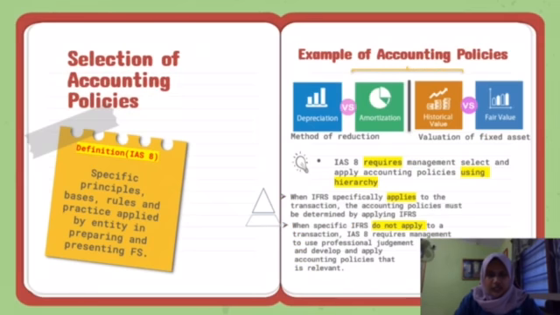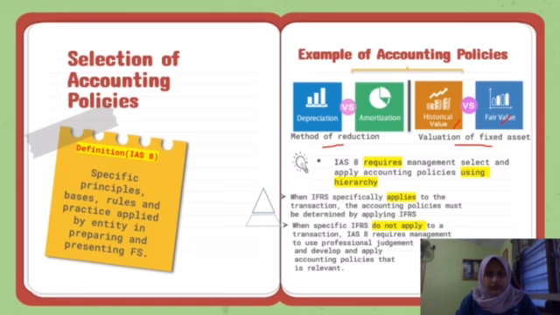In selection of accounting policies, IAS 8 defines accounting policies as the specific principles, rules and practices applied by an entity in preparing and presenting the financial statements. So, what are examples of accounting policies? Firstly, the method of depreciation, either we want to use depreciation or amortization. Number 2, valuation of fixed assets, either we want to value our fixed assets at historical cost or fair value.